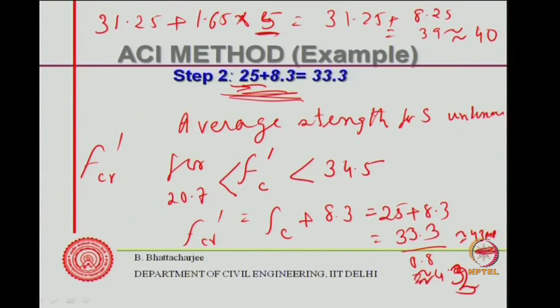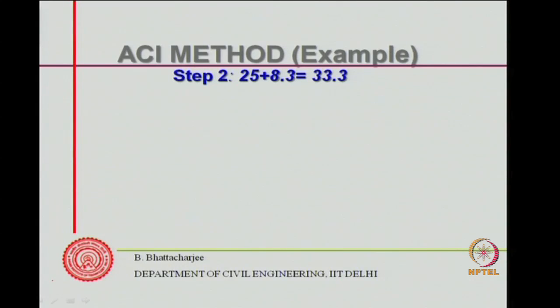So, you see this is slightly higher if you look from the Indian standpoint. However, because the standard deviation is unknown, it is taking a slightly higher value. But if the standard deviation becomes known, then this will become lower, because we said that it will be f c dash plus 1.34 into s.